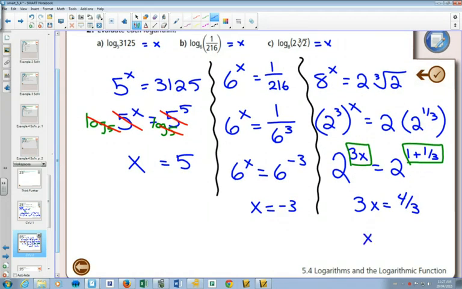How do I solve for x? Divide both sides by 3. Remember, dividing by 3 is the same as multiplying by 1/3, and I find that easier at this point because when you multiply by 1/3, you've got just multiplying fractions, you're going to get 4/9. Questions you can do here are 4, 7, and 9.